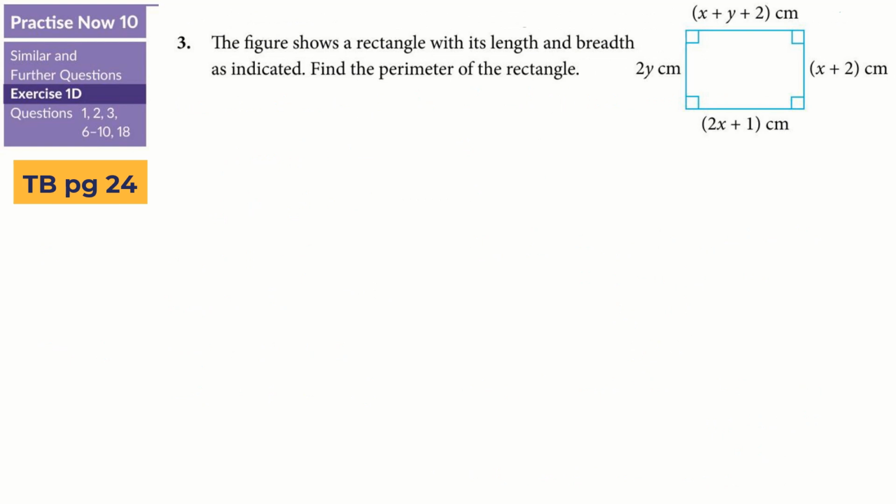We will now take a look at question 3 from practice now 10 as well. Something slightly different, we have a diagram given to us that is a rectangle. It says that the figure shows a rectangle with its length and breadth as indicated. Let's take a closer look at the figure. This is a rectangle. We are told that this length here is x plus y plus 2, while this length here is 2x plus 1. Whereas for the breadth, we have this 2y cm over here, and on the other side, I have x plus 2. We want to find the perimeter of the rectangle.